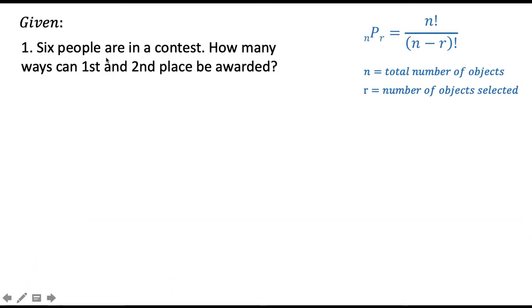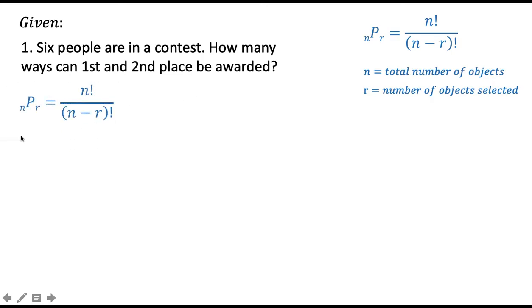6 people are in a contest. How many ways can first and second place be awarded? So in our given, since first place and second place cannot be interchanged, let's say our first place is Zaire and our second place is Christian. If the first place is Christian and the second place is Zaire, that's another situation. Therefore, the order here is important. So it means this given problem is under permutation.